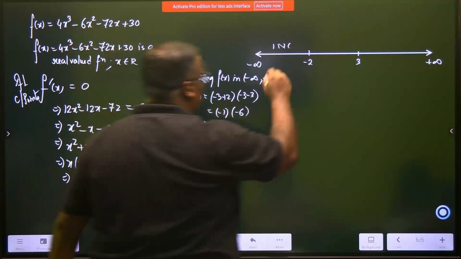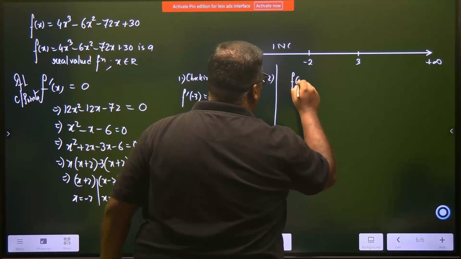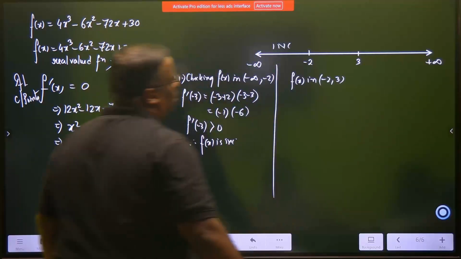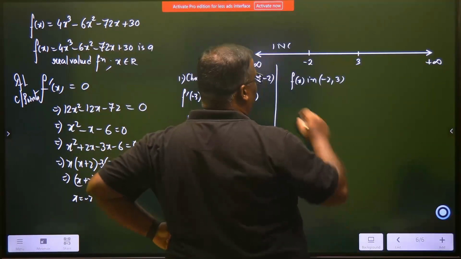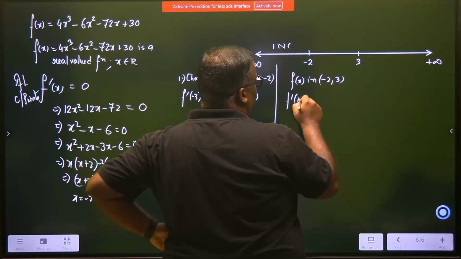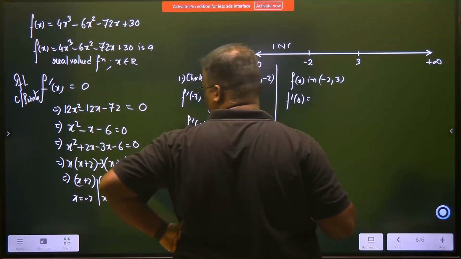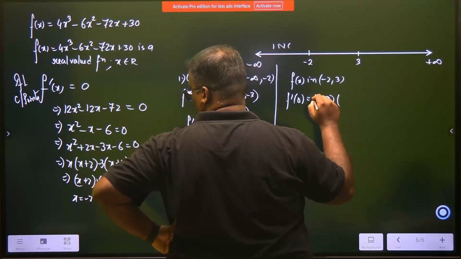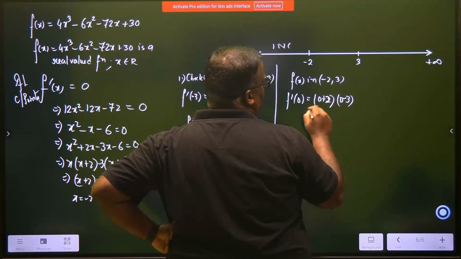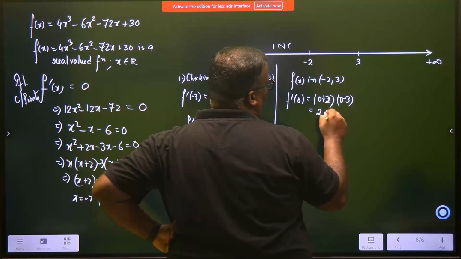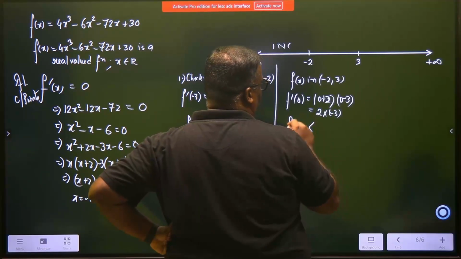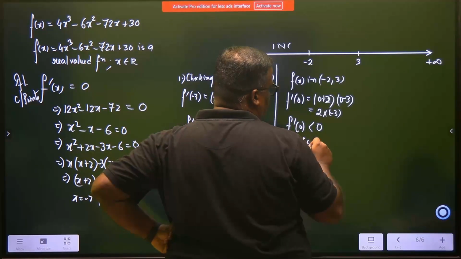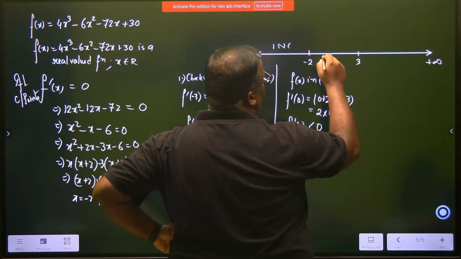Check for zone 2. Checking f(x) in minus 2 to 3. So what number should we pick up? 0 is a better number out here. f dash 0. So my f dash 0 should be what? 0 plus 2 into 0 minus 3. So 0 plus 2 is a 2 into a minus 3. So we write f dash 0 is less than 0. Therefore f(x) is decreasing. So this is a decreasing zone.